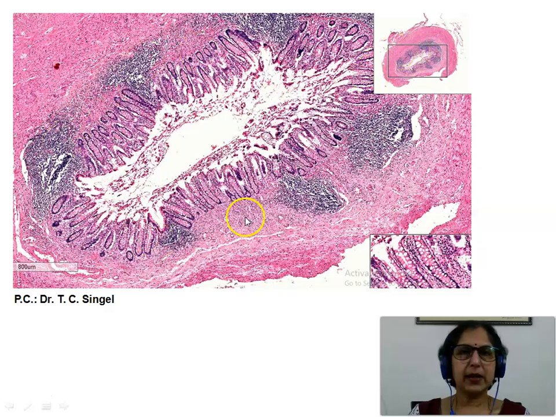And this here is a magnified view showing us the lining epithelium, lower part showing the crypts of Lieberkühn, lymphoid aggregates in the lamina propria, a very thin muscularis mucosae, submucosa, muscularis externa and serosa. A magnified view of the lining epithelium here shows us the number of goblet cells that are seen in between the simple columnar epithelial cells.